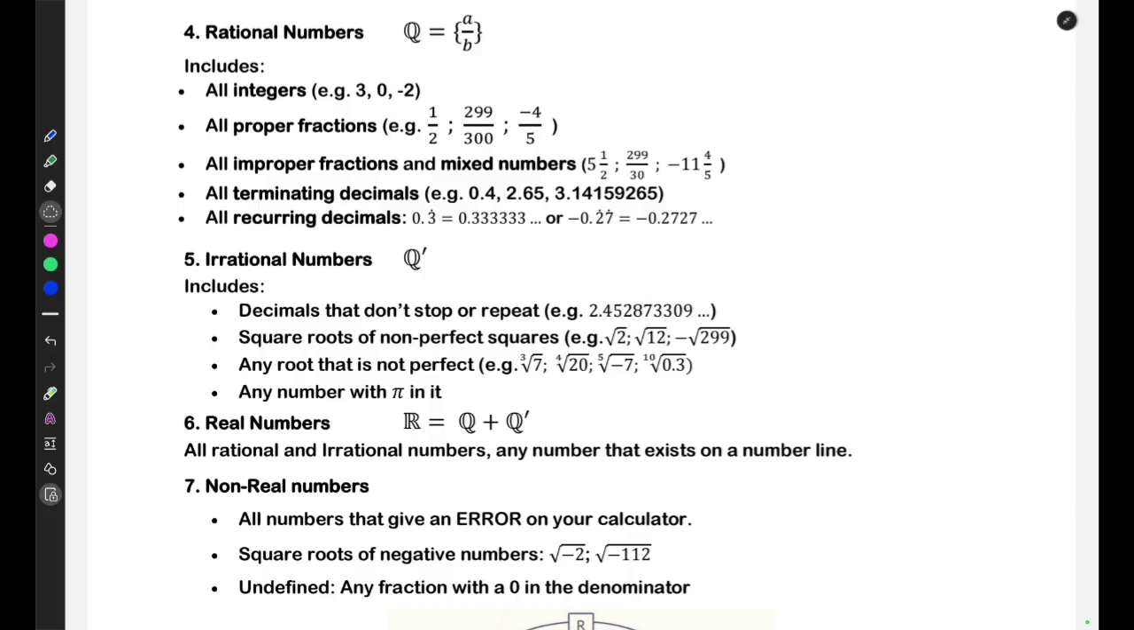I am teaching this as pure math, not as AP math, because in AP math, you get other numbers that are also part of this list. And then the negative square roots fall into complex numbers. But for the purpose of this video, we are not going there.